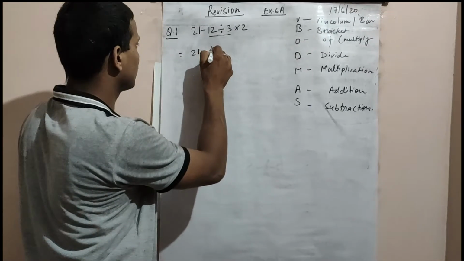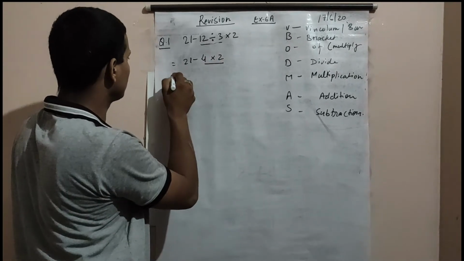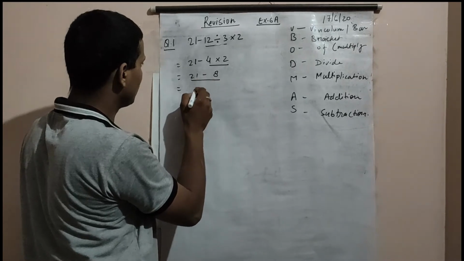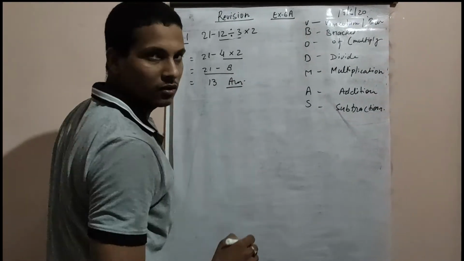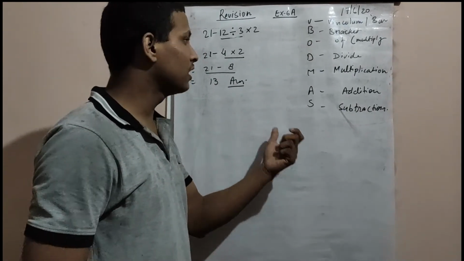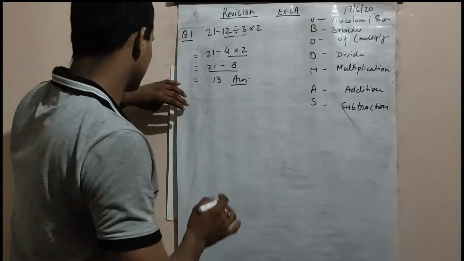12 divided by 3 is 4, into 2. Now next is multiplication. 4 cross 2 means 8. Then last, 21 minus 8, that is 13. 13 is our answer according to BODMAS. We need to follow this order strictly to find our correct answer. Let's take another question.